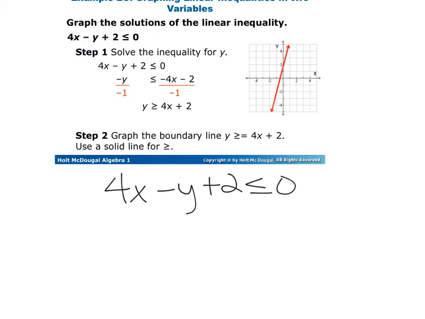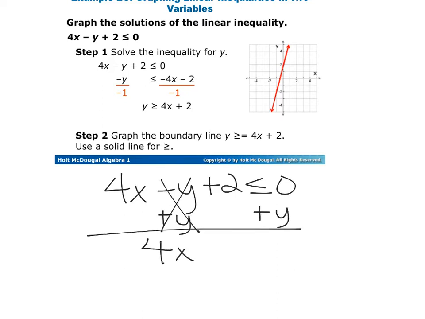Fastest way to get y by itself would be to just add it to the other side. I could subtract the 4x, subtract the 2, but that's going to involve a lot more steps. So I'm going to add y to both sides. It's gone from here. Everybody with me on that?